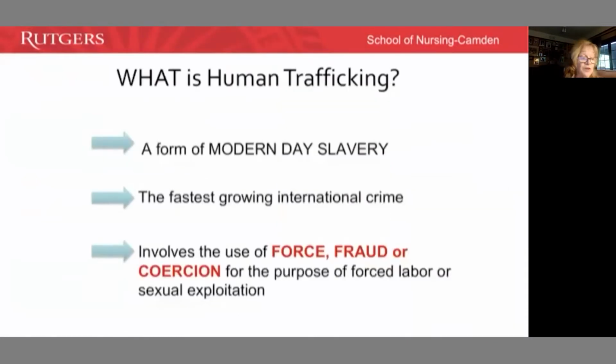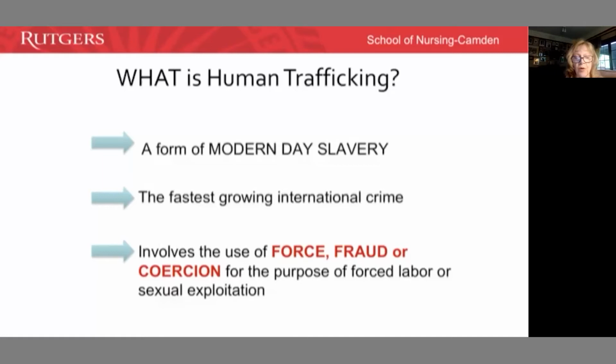So what is human trafficking? You may have thought that slavery ended in the 1800s. In fact, however, slavery is occurring in greater numbers and in more places in the world than it ever has. It is essentially a form of modern day slavery. It is also the fastest growing international crime. And human trafficking, to be actually defined as human trafficking, has to involve the use of force, fraud, or coercion for the purpose of either forced labor or sexual exploitation.